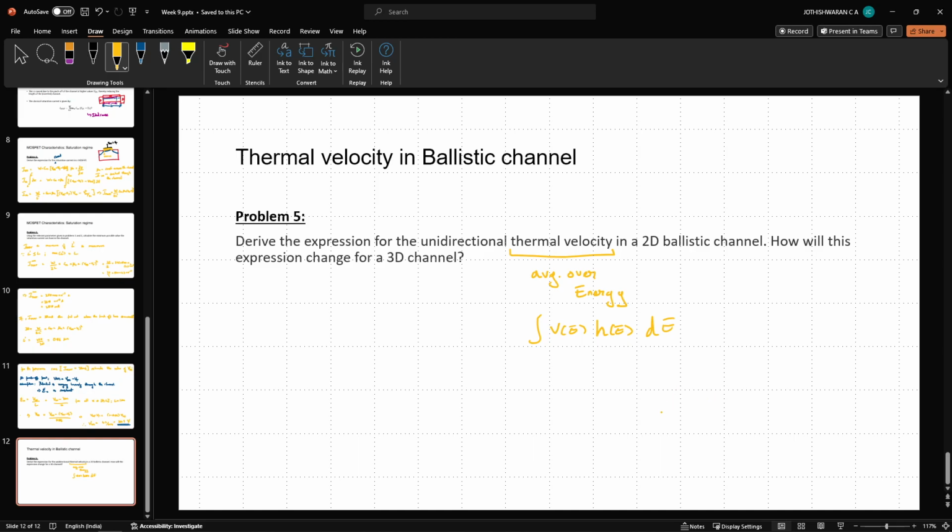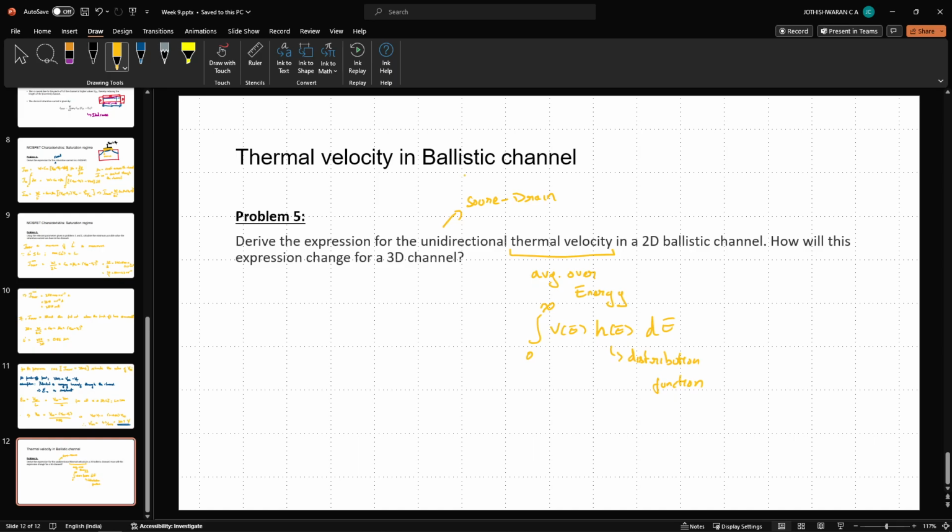There is some distribution function here, and we are multiplying by the velocity at that energy and performing that integral from 0 through infinity. So that is going to give us the thermal velocity. Now what do we mean by unidirectional velocity? We are essentially concerned about the average velocity moving from source to drain. Long and short of it, this is what unidirectional velocity means. I want to see the average velocities with which electrons are moving from source to drain. This is what we have been doing in our study of the ballistic channels.